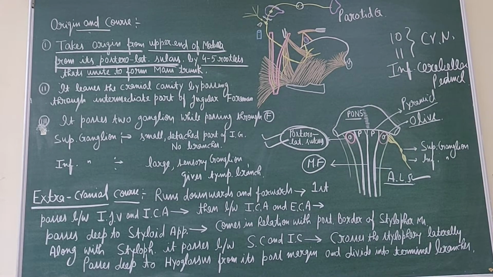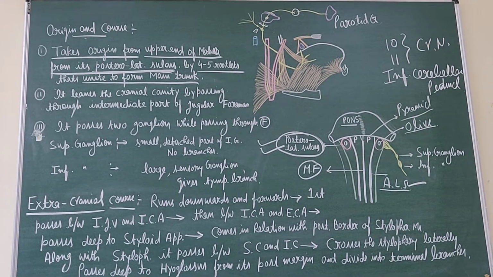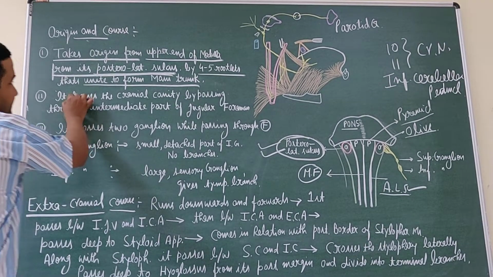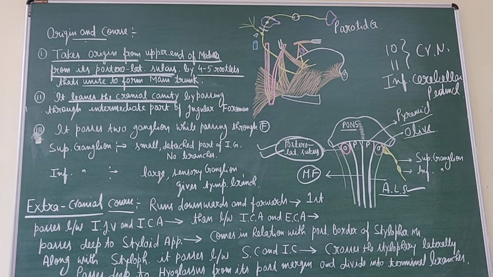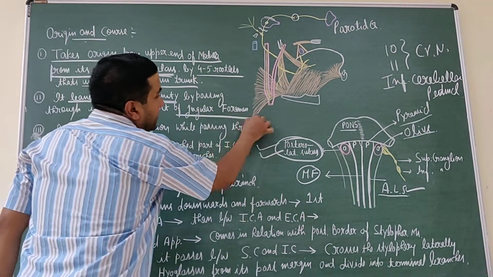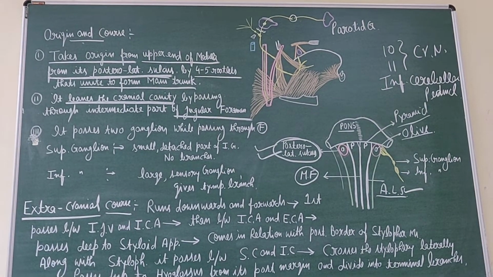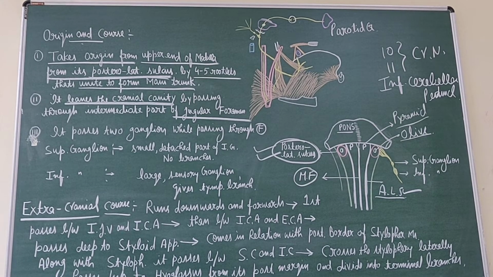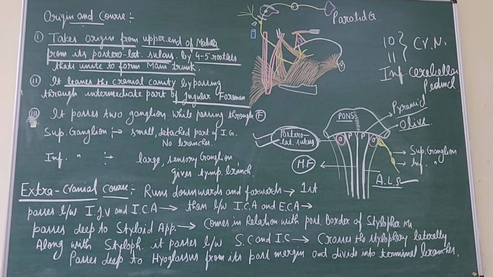Now, this glossopharyngeal nerve leaves the cranial cavity. It comes out from the cranial cavity by passing through the jugular foramen. The jugular foramen is divided into 3 compartments: anterior, intermediate and posterior. Remember the class of the osteology.